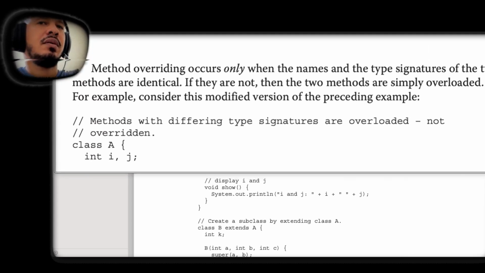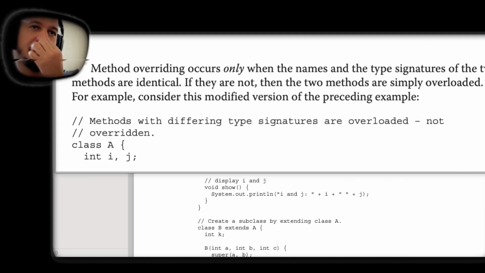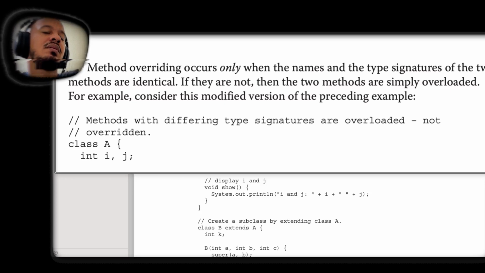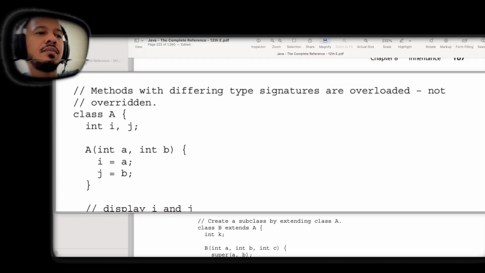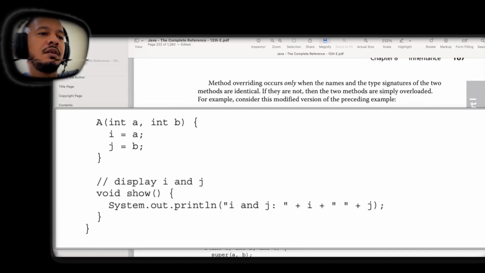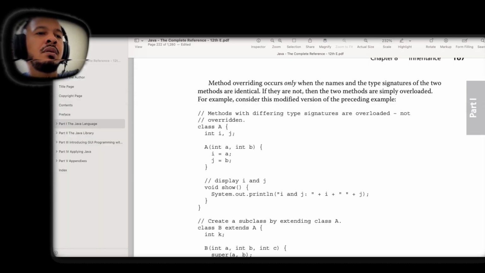Method overriding occurs only when the names and the type signatures of the two methods are identical. If they are not, then the two methods are simply overloaded. For example, consider this modified version of the preceding example. Methods with differing type signatures are overloaded, not overridden. So that's only when they're identical. That's a void show.